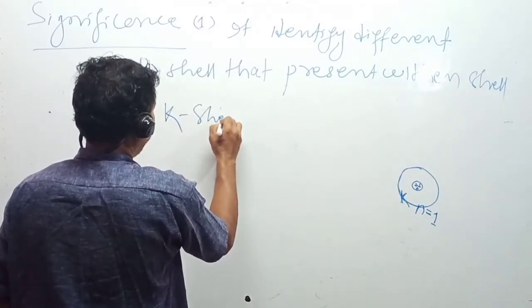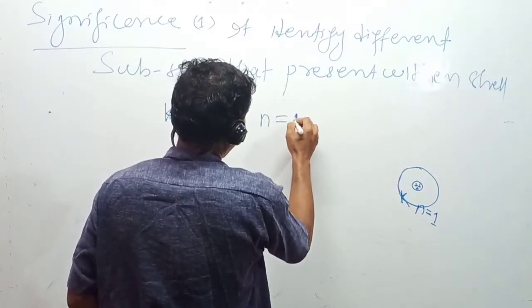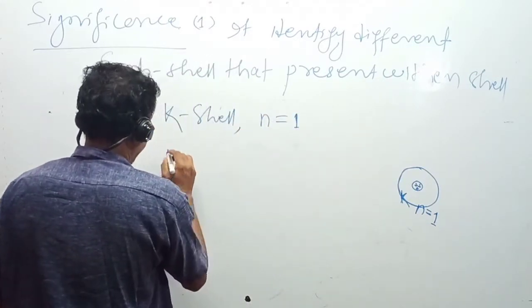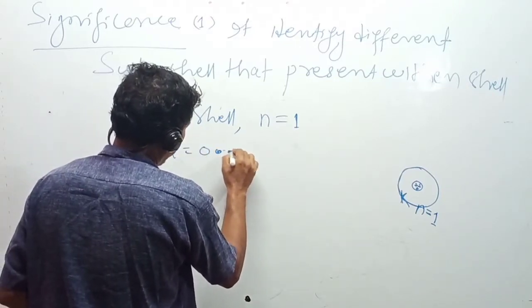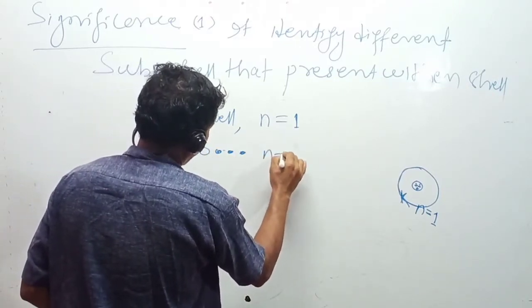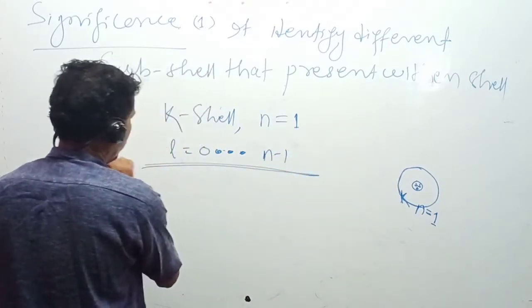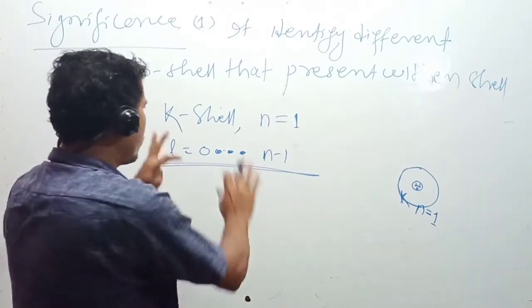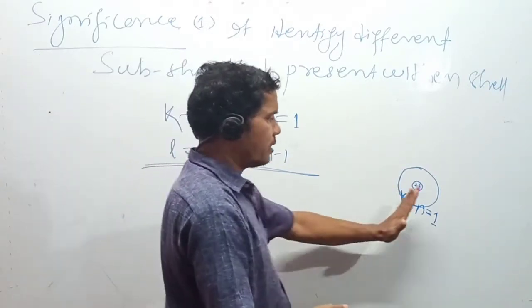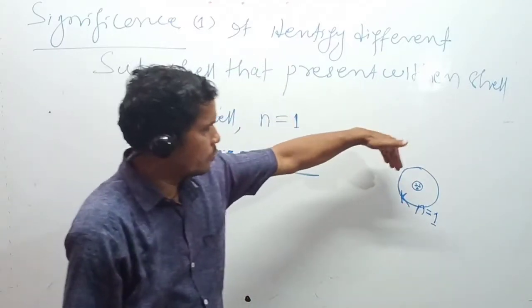K cell, principal quantum number n equal to 1, and l ranges from 0 to n minus 1. This information is given on the door of the room where you are sitting. Right? We have to find out how many subcells this K cell has, the number of subcells within the K cell.